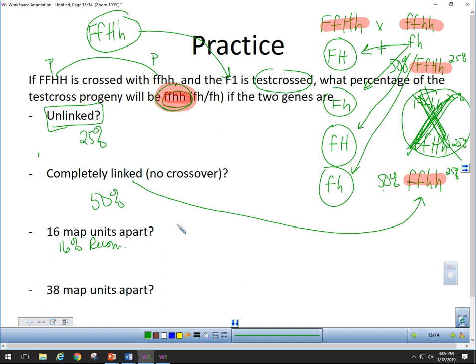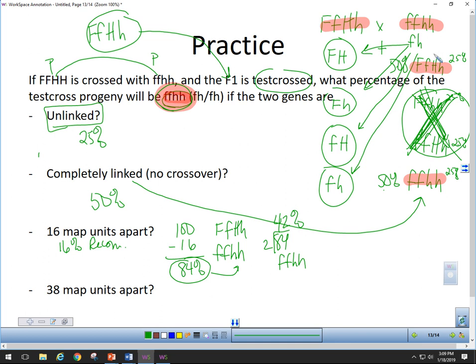So what I'm going to do is go 100% minus 16% recombinance gives me 84% that would look like the parentals. Half of that would look like big F, big F, big H, big H, and half of that would look like little f, little f, little h, little h. So what I have to do is take this 84% that would look like the parentals and divide that by 2. So what I would expect is 42% of the offspring to be completely little f, little f, little h, little h, because the other 42% that makes up the 84 would look like this parent up here. So my answer on that one, if it's 16 map units apart, I would expect 42%.